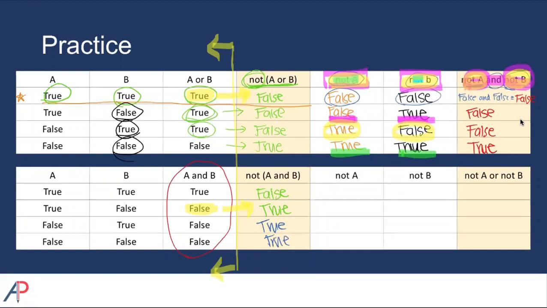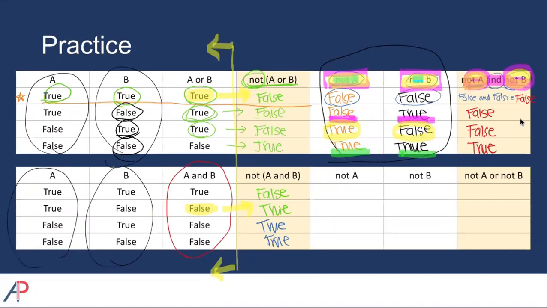Now we're going to move on to our next two columns. Actually, for the next two columns, I'm just going to copy what I have from right here because they're exactly the same. They're identical. My ordering for the A's and B's on the very leftmost side is the same. We're doing the same operation, not A, not B, therefore the two columns are going to be exactly the same. So this is false, false, true, true, and this is false, true, false, and true.